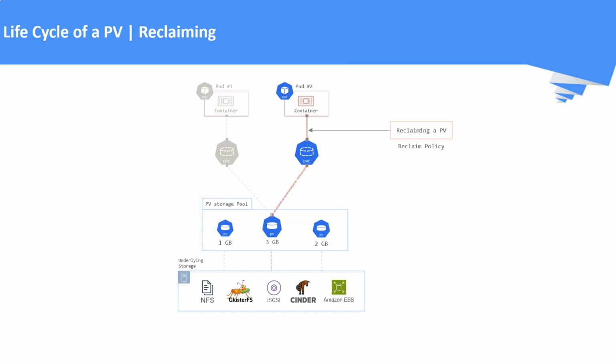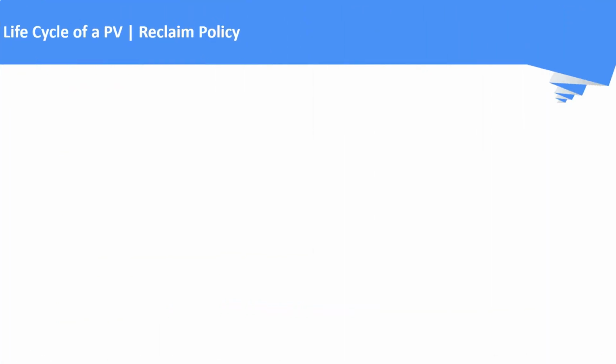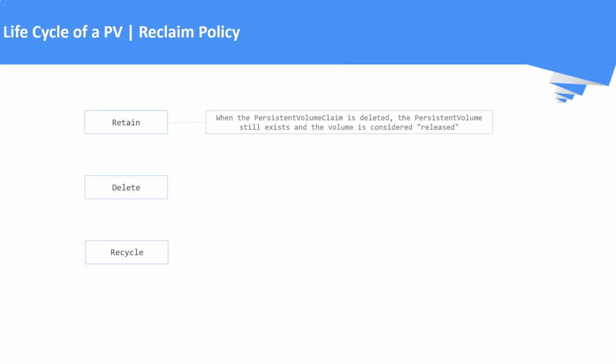Reclaim policy. Kubernetes supports these reclaim policies, that is, retain, delete, and recycle. With the retain policy, the cluster will retain the provisioned storage for future usage by releasing the PVs from its PVC claim. With the delete policy, the cluster will delete the PV object from the Kubernetes cluster as well as the provisioned storage in the external infrastructure.